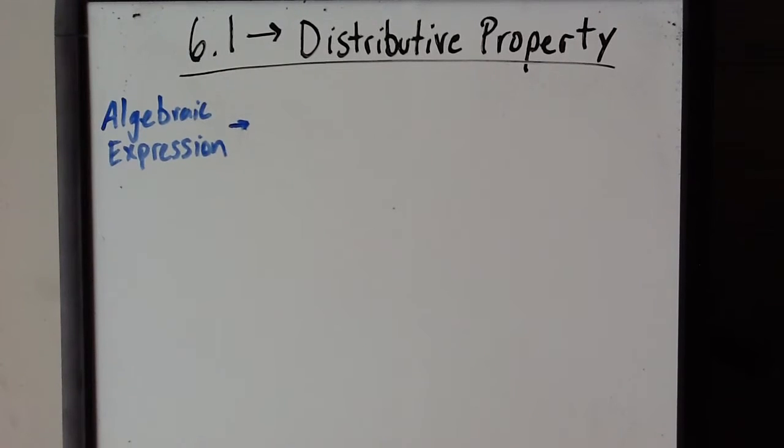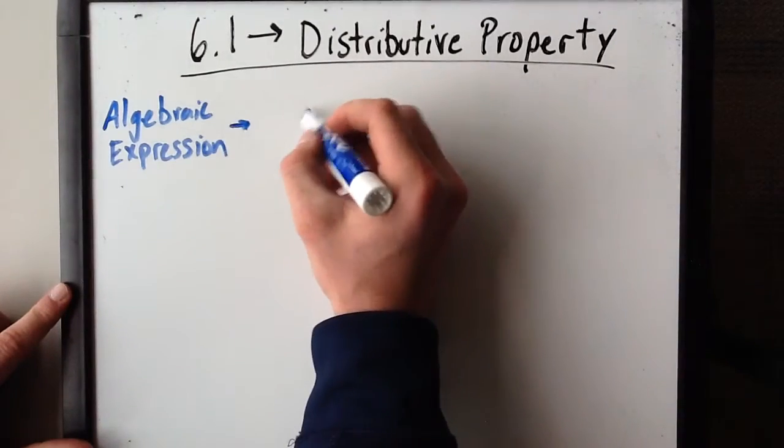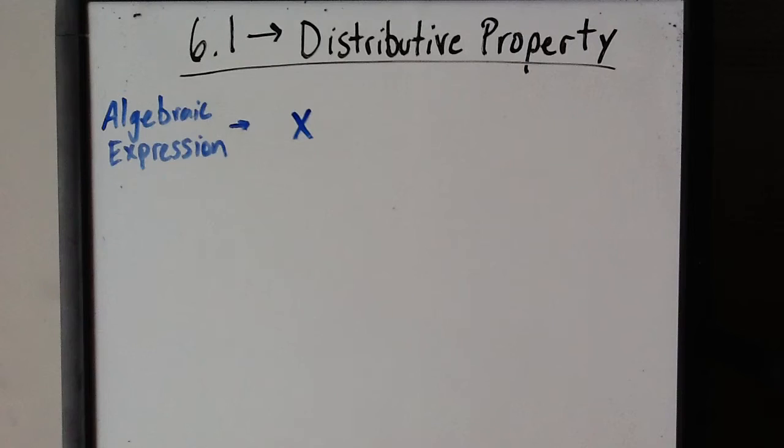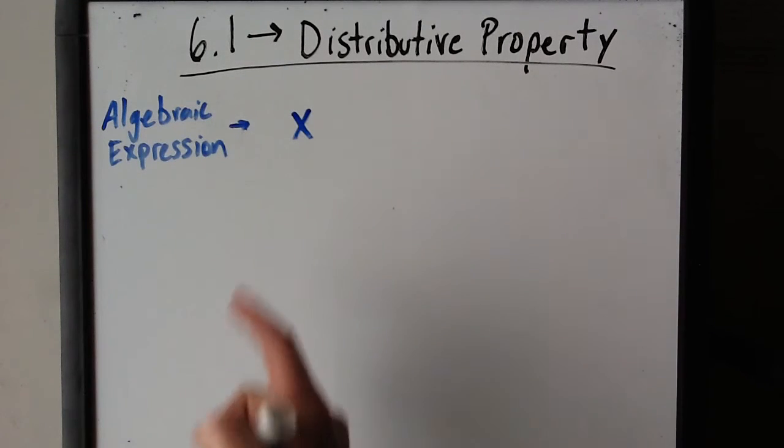In this video, we'll go over some key terms on expressions, and then we'll talk mainly about the distributive property. First off, an algebraic expression is an expression that contains at least one variable. A variable is just some unknown number. Let's call it x. So right there, x, that is an algebraic expression. It has at least one variable.